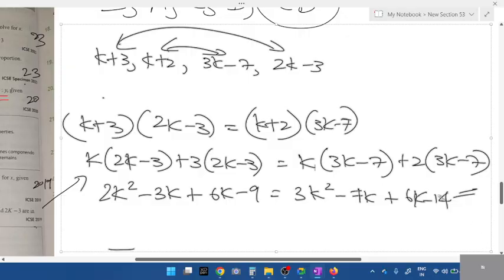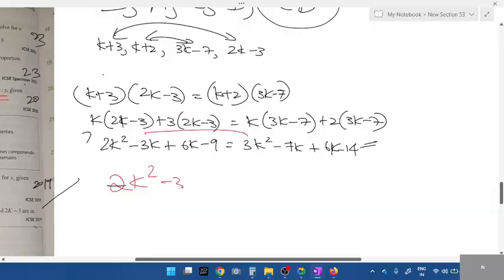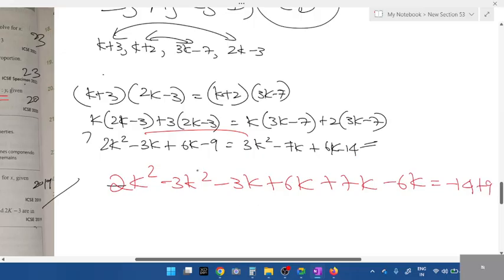Okay, let me see the combination here. What kind of value do we get? 2k square and 3k square. Shift all the k values. 2k square minus 3k square minus 3k plus 6k. Then this side we have minus 7k, which becomes plus 7k, minus 6k is equal to minus 14 plus 9.